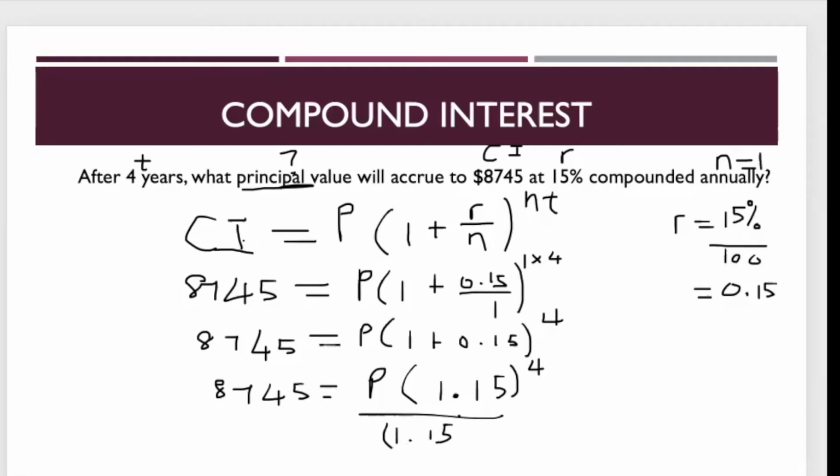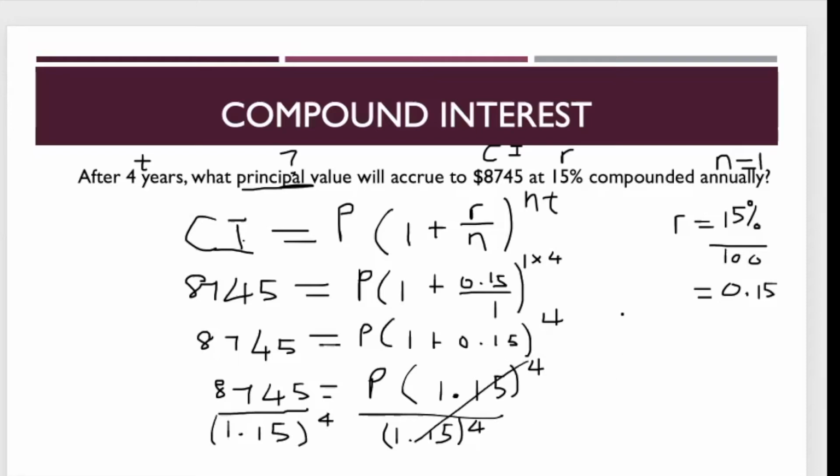raised to the 4. By right, you could calculate this, but remember, I want exact value. You could have worked out 1.15 raised to the power 4, and then you would have rounded up, so you're not going to get the exact value, exact principal value. And because I'm working towards getting the exact principal value, I'm going to divide both sides by what I have here. So dividing both sides by 1.15 raised to the power 4.